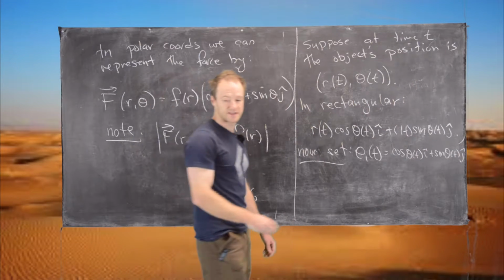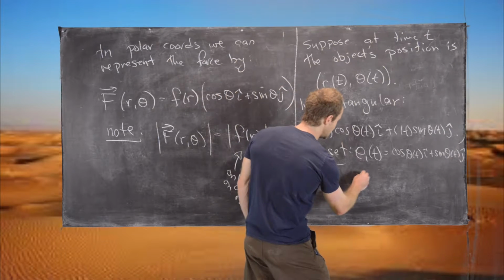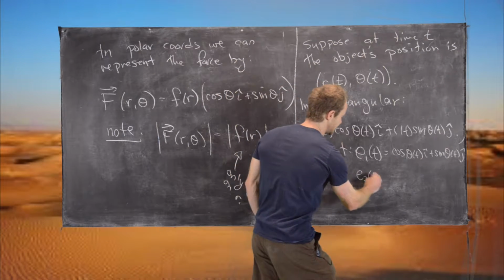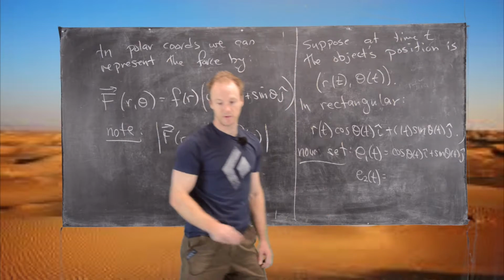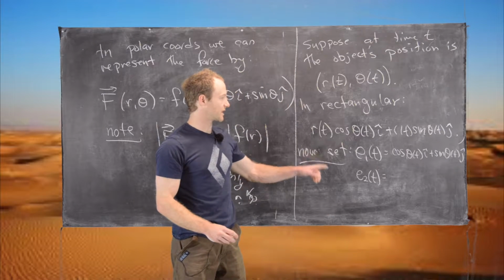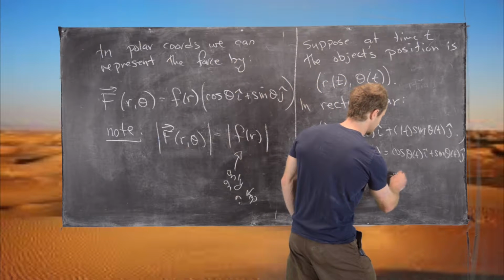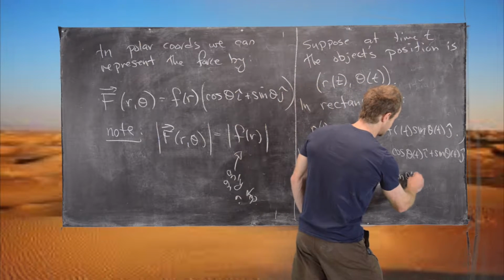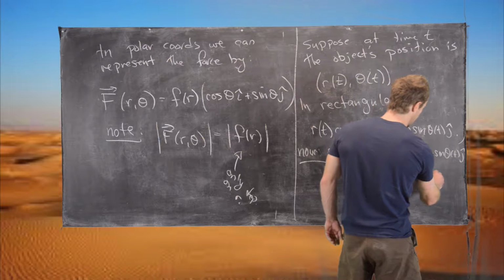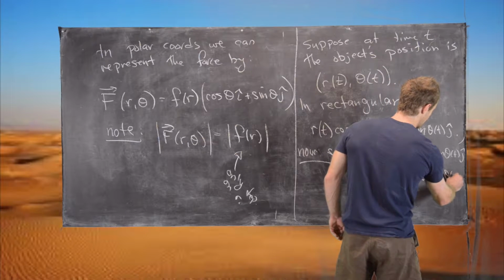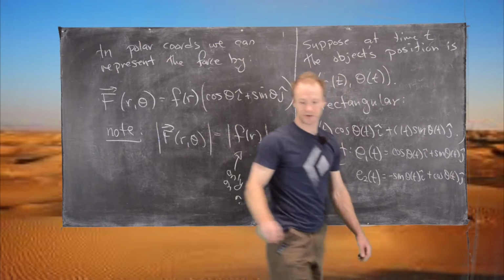Good. And then we're going to set E2 of t to be equal to negative sine theta of t in the i direction plus cosine theta of t in the j direction.